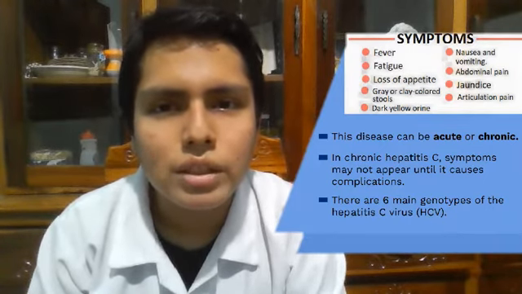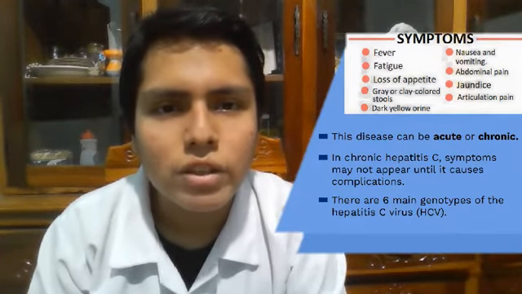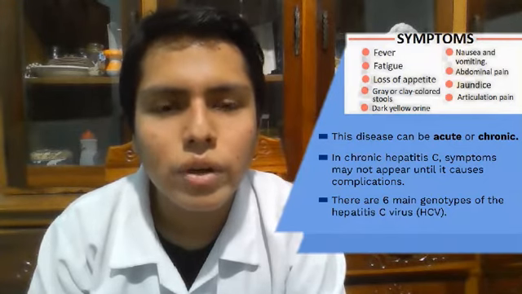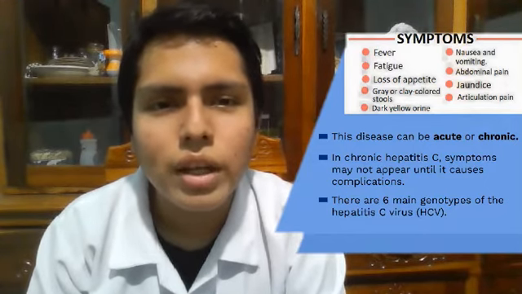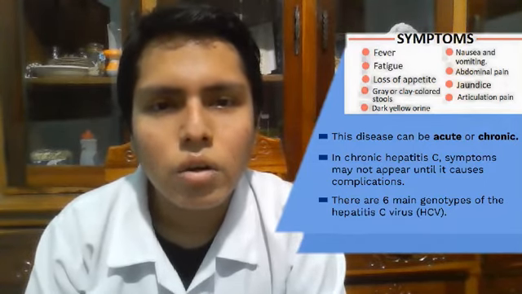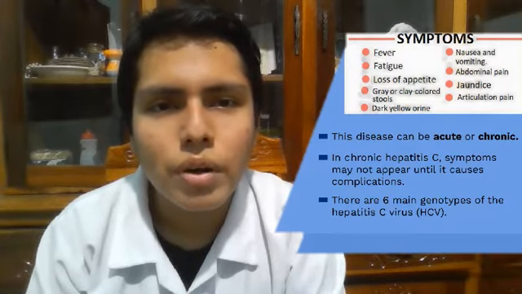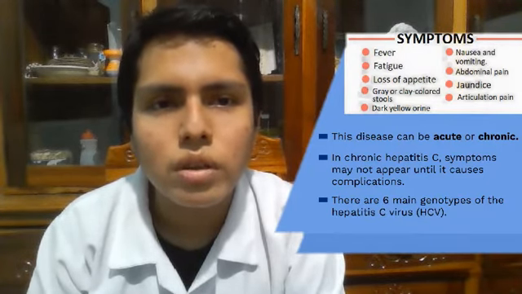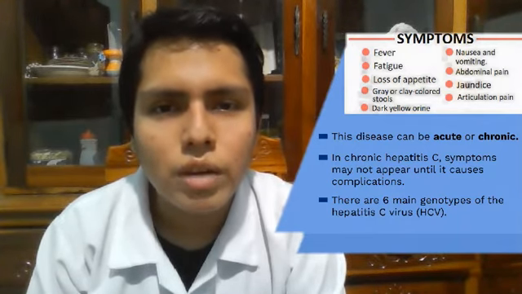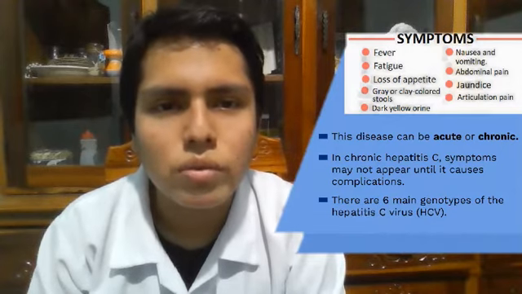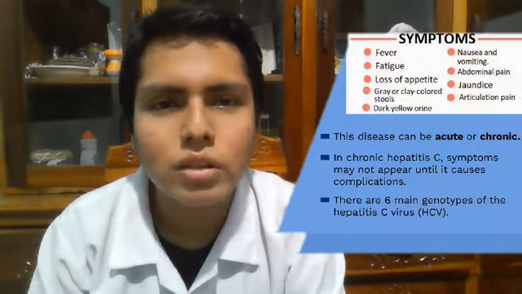Chronic hepatitis C is a long-lasting infection, and if left untreated, it can last a lifetime and cause serious problems such as liver damage, cirrhosis, liver cancer, and even death. In chronic hepatitis C, symptoms may not appear until it causes complications. This can happen decades after the infection. There are 6 main genotypes of the hepatitis C virus. Genotype 1 is more common than genotypes 2, 3, 4, 5, and 6.